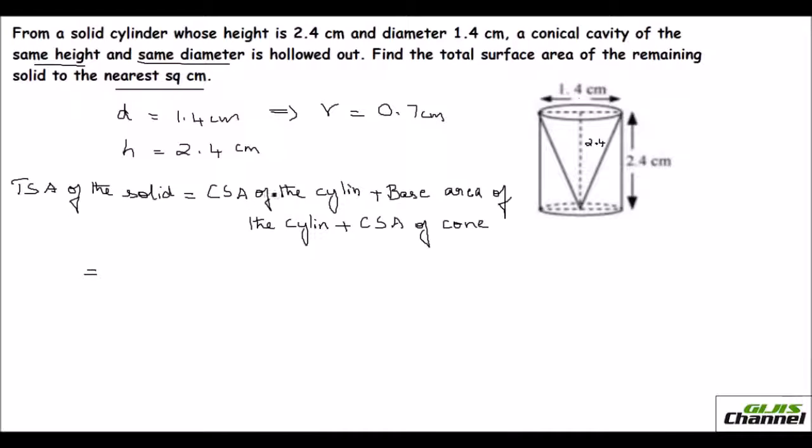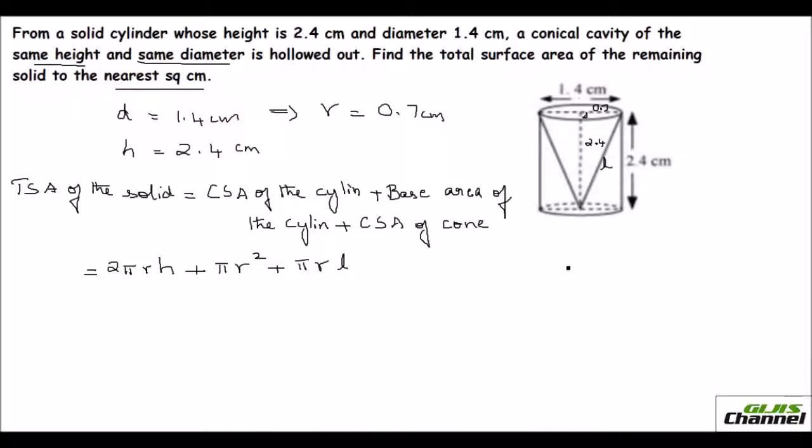So let me write the formula. The curved surface area of the cylinder is 2 pi RH, right? You know what is R, you know what is H. So next, base area is, it is circular shape. So that's pi R square plus curved surface area of the cone is pi RL, okay, where your L is the slant height. But we don't know what the L is. So this is what is L, right? And this portion you know it is 0.7.